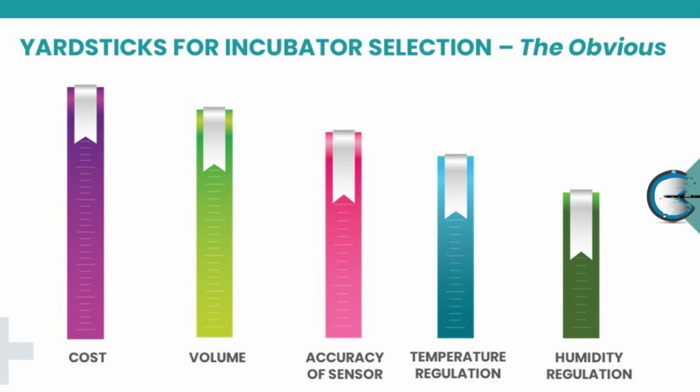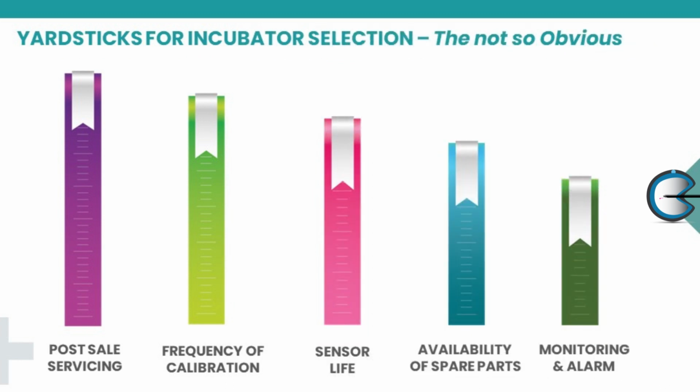So after going through some of the terminologies related to the box incubator, let us look into some common yardsticks for incubator selection. The obvious ones are of course the cost of the incubator, the volume, which depends on your caseload, the accuracy of sensors and the temperature regulation, as well as the humidity regulation. Beyond the obvious ones, the not so obvious ones are the post-sale servicing, a very important factor, frequency of calibration, sensor life and availability of spare parts, and along with that, at times, the monitoring and alarm system.